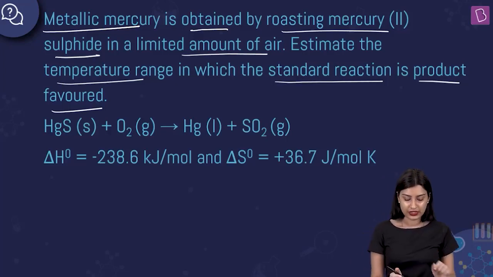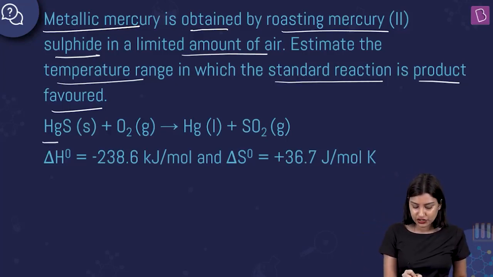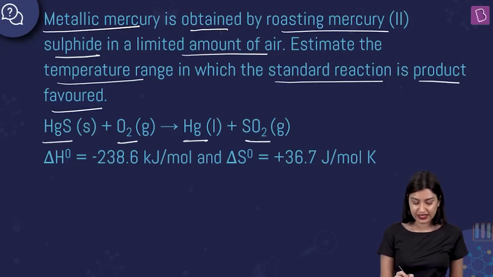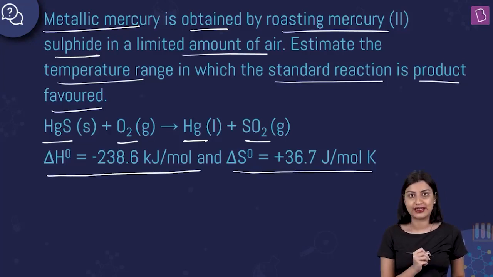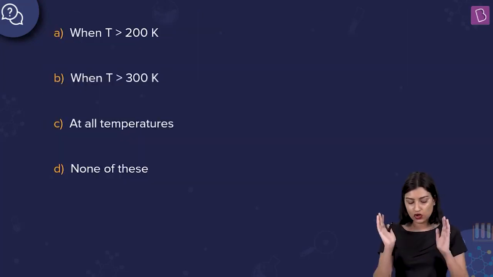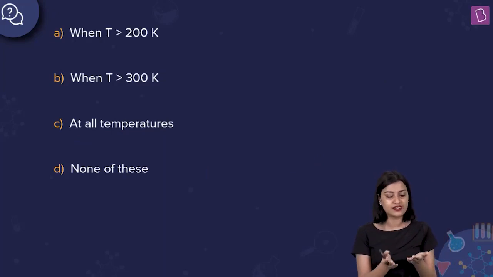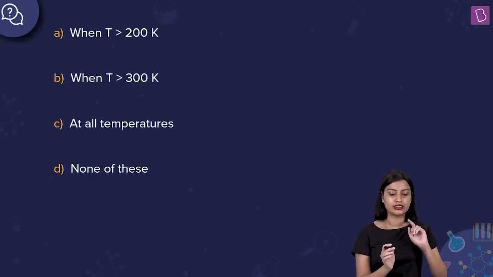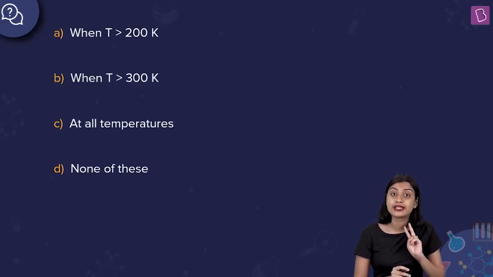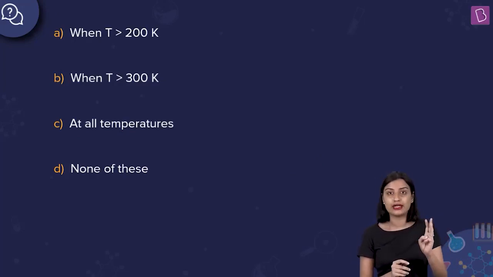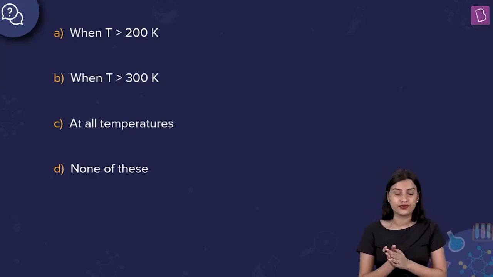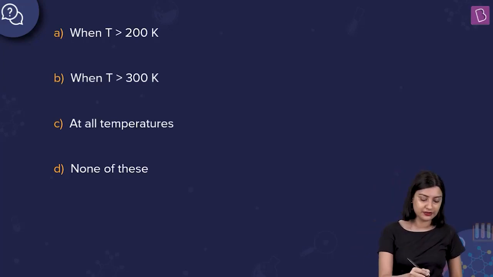So your reaction given is this: you have HgS plus O2 gives you Hg plus SO2. And they have given you the delta H naught value and the delta S naught value. And these are your options here. So here you have certain temperature ranges. Temperature greater than 200 Kelvin, temperature greater than 300 Kelvin. Option C, all temperatures, and option D, none of these. Let's see what's happening here.